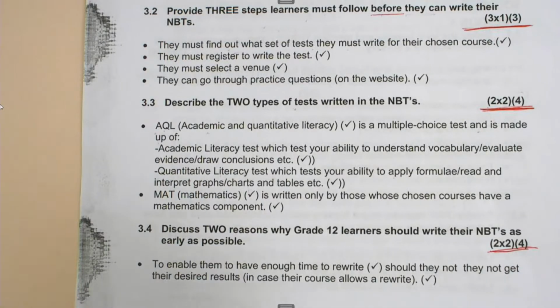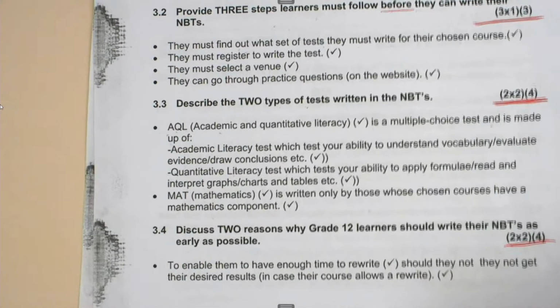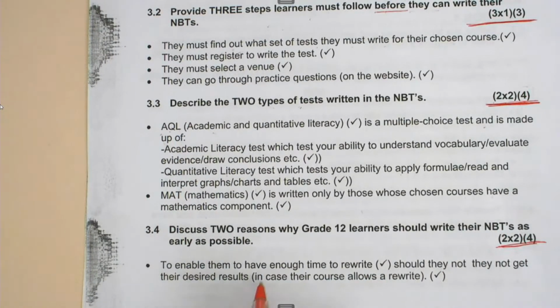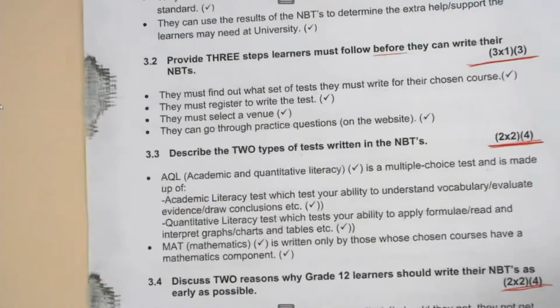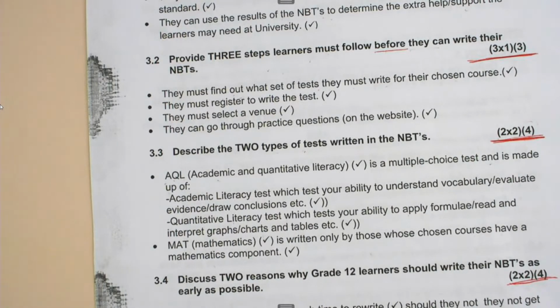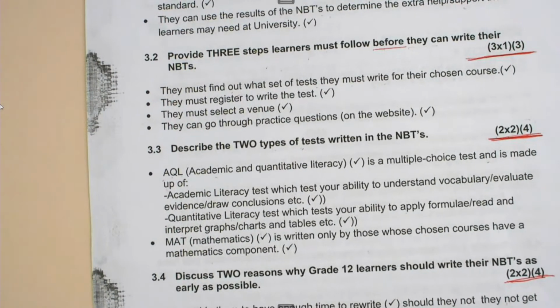Now, when we answer that, it is to enable them to have enough time to rewrite if the first test did not go well, so that you can rewrite, should they not get their desired results, in case their course allows rewriting. If they did not get the desired result, they will be given a chance to rewrite. It means to enable learners to have enough time to rewrite should they not get desired results.